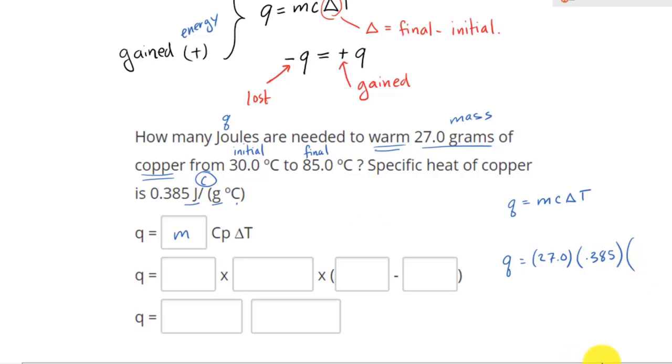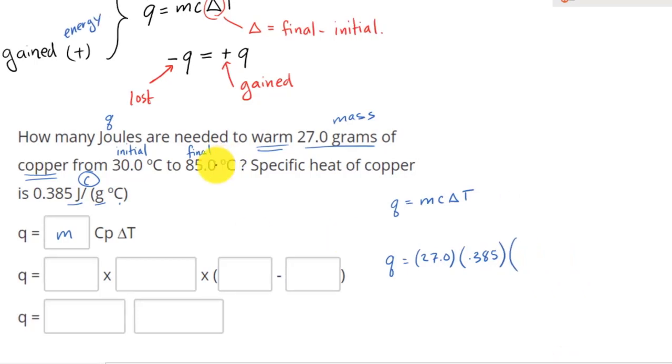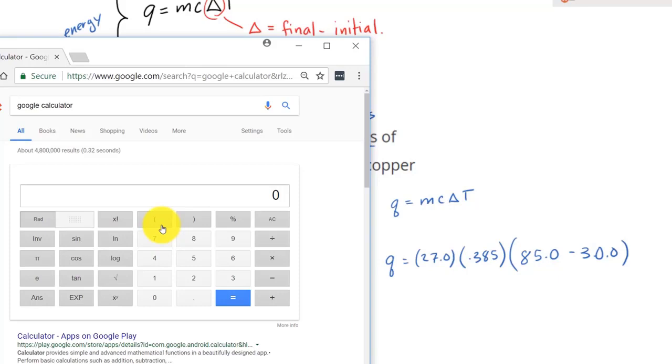And then lastly, your delta T, which is going to be your final, 85, minus your initial. In this case, it is 85.0 minus 30.0. And all you have to do is just plug in here: 27.0, 0.385, and then final, which is 85.0 minus 30.0. And that's it. Now let's plug this into a calculator using parentheses. And notice how I didn't use the multiplication sign, because when you have a number using parentheses, they are multiplied to each other.